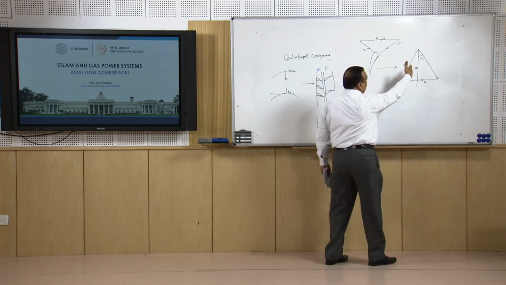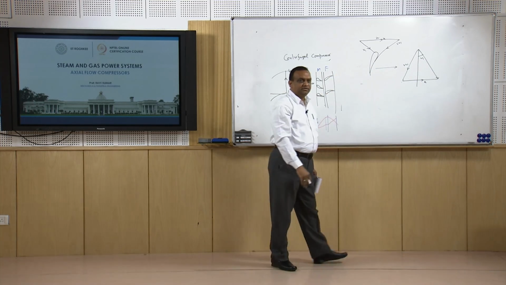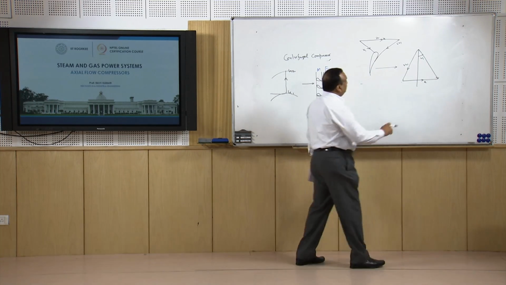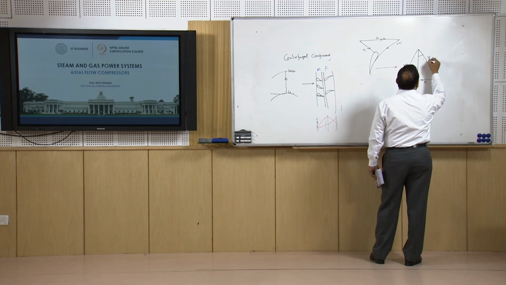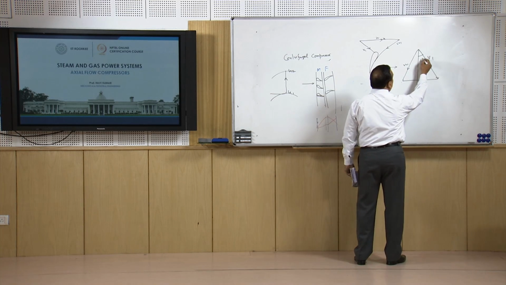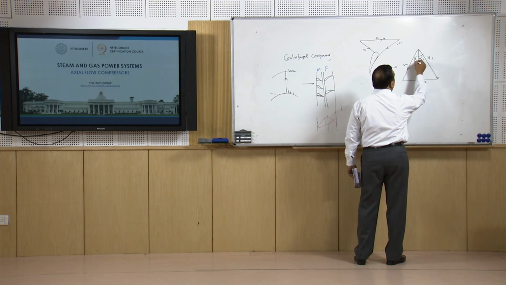Velocity U is perpendicular to the axis of the shaft, okay. And now this is V1, VR1, sorry, this is V1, this is VR1, this is U, so this is angle alpha 1, this is angle beta 1.